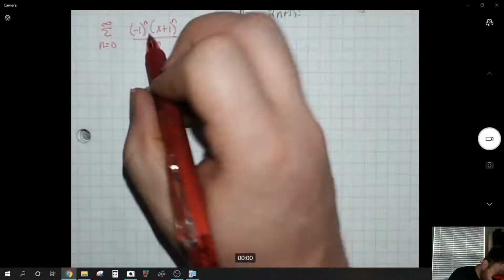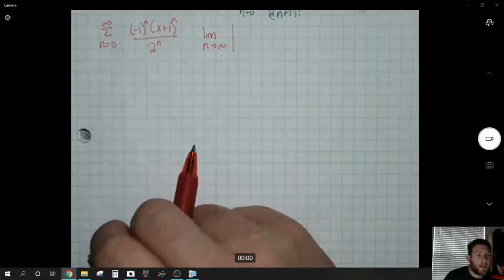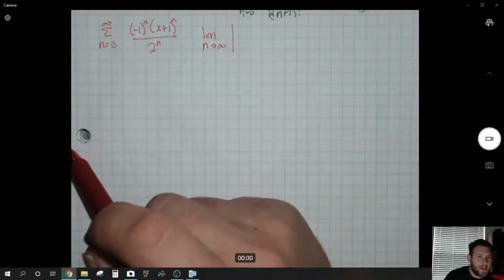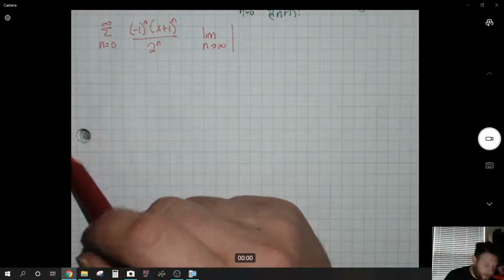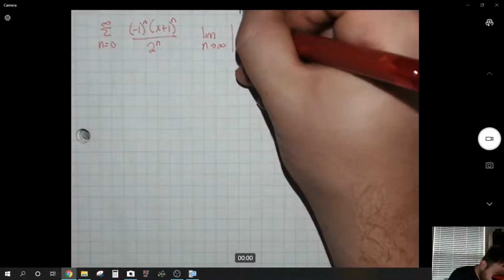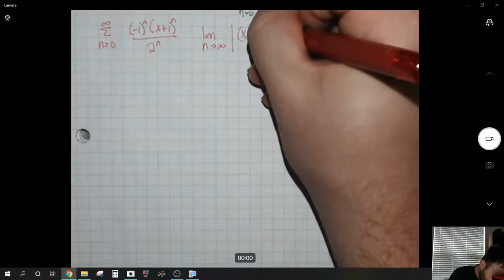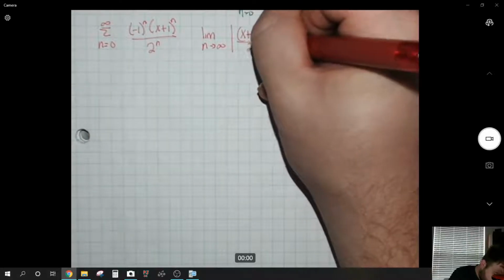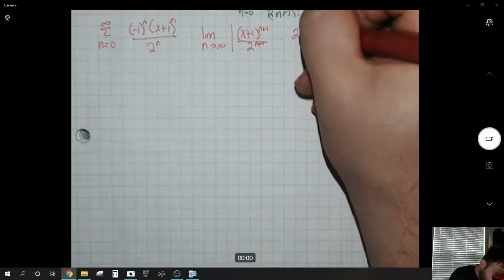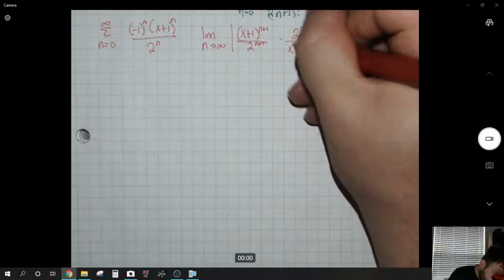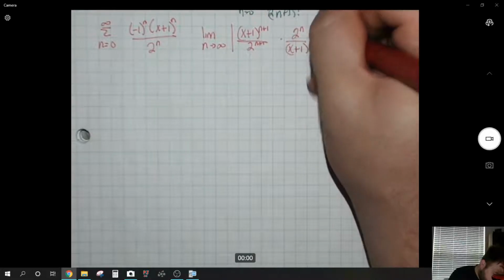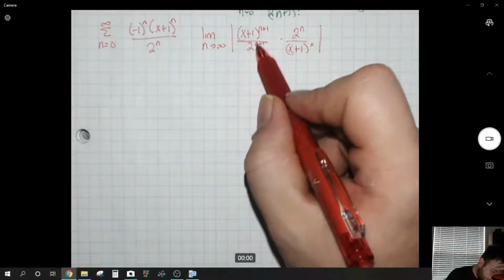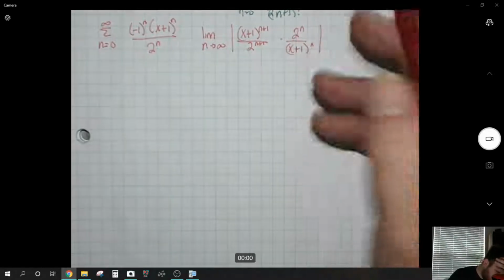Once again, using the ratio test, we can drop the negative 1 to the power of n, because since it's absolute value, it'll knock out the alternating part of it. Okay, so here's my ratio part. I'm going to go ahead and expand both of these because they will cancel out nicely.